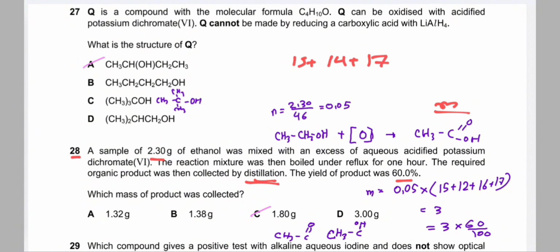So the overall MR that comes to be is 46. So mass in grams by MR is the number of moles of ethanol, and this number of moles is the same as the number of moles of ethanoic acid. So we know the number of moles of ethanoic acid. So the mass of ethanoic acid is the number of moles times MR. So mass in grams is equal to the number of moles and the MR.